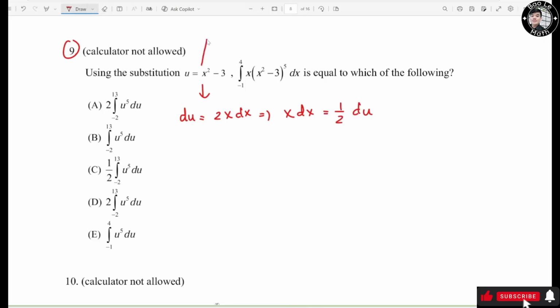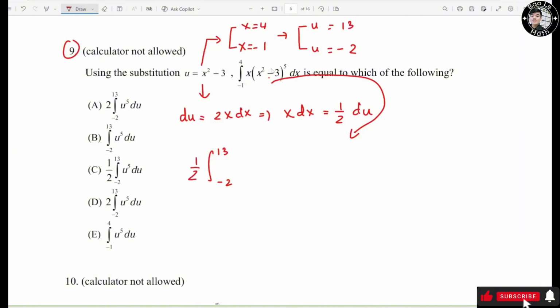We need to create the new upper bound and lower bound, right? So the old one: s equals -1, s equals 4. The new one: u equals, substitute -1 for s over here, it's going to be -2. Substitute 4 for s over here, it's going to be 13, right? So this guy becomes the integral from -2 to 13, right? s ds equals 1/2 du. I put 1/2 in the front, right? And this guy is going to be u to the fifth du, right? So the answer must be C.